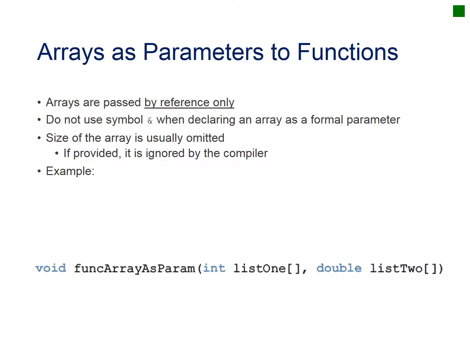Arrays as parameters to functions. Arrays are passed by reference only. Do not use the symbol ampersand when declaring an array as a formal parameter. The size of the array is usually omitted; if provided, it is ignored by the compiler.